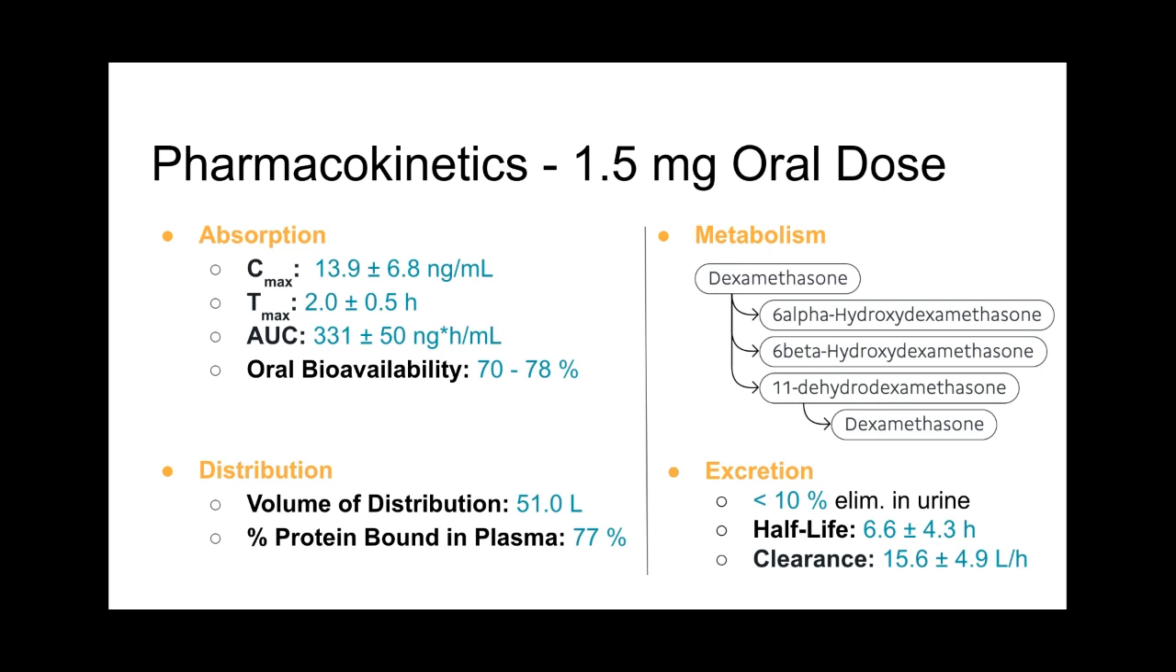Under excretion, less than 10% is eliminated in the urine, which is kind of low for a drug of this class. It has a half-life in the body of about 6.6 hours, and the clearance is about 15.6 liters per hour.